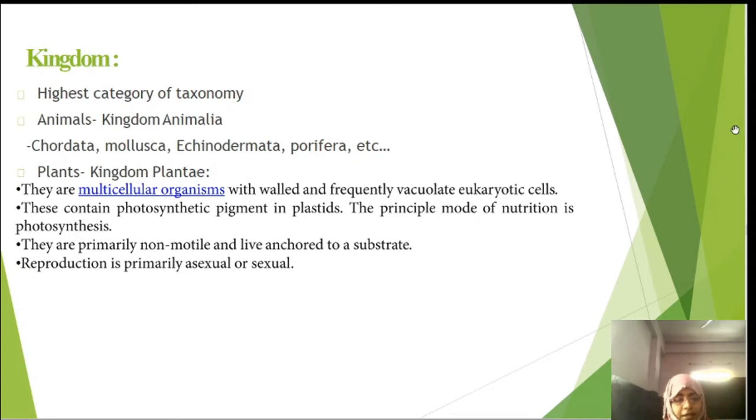We have two kingdoms, the animal kingdom and the plant kingdom. Now we are going to study from where we study all these classifications. I'll give you a basic example. If you want to know the meaning of some difficult word, what will you do?